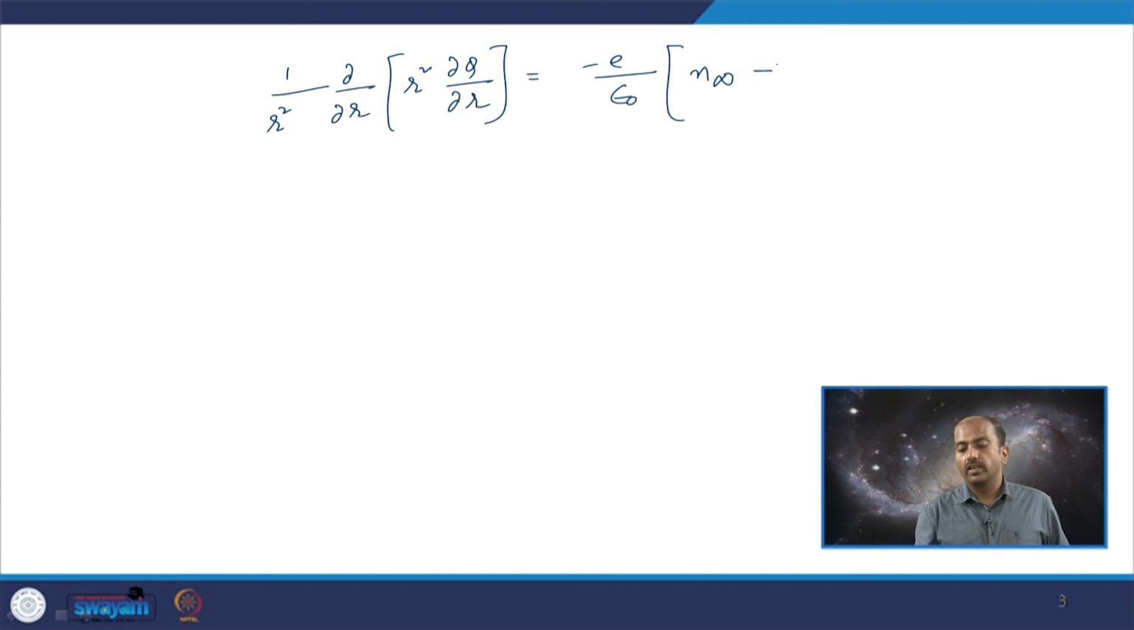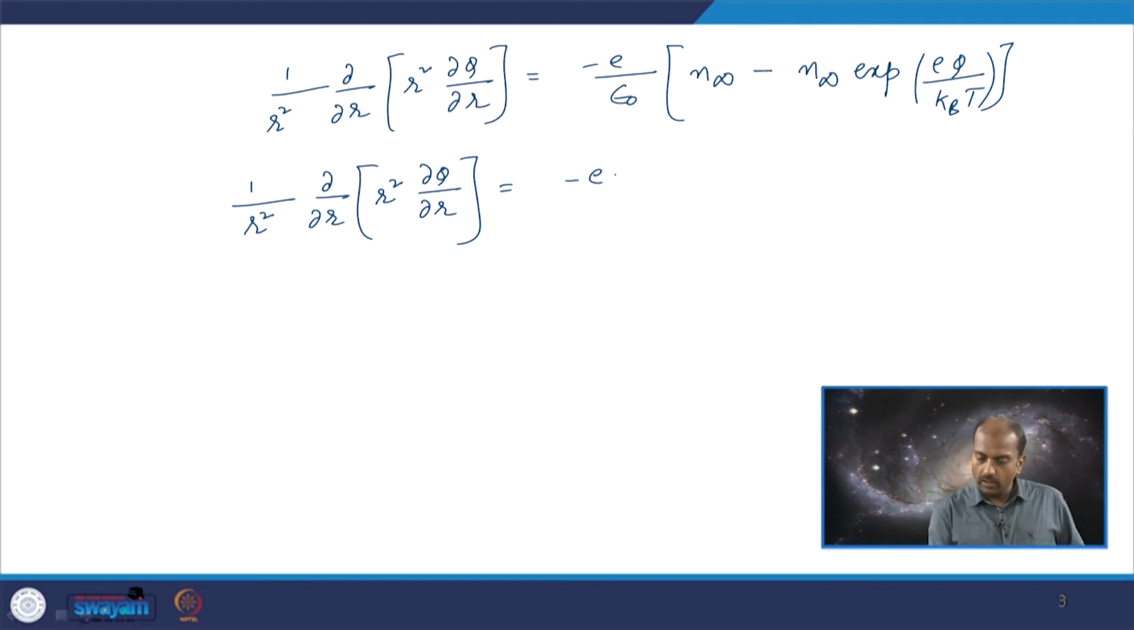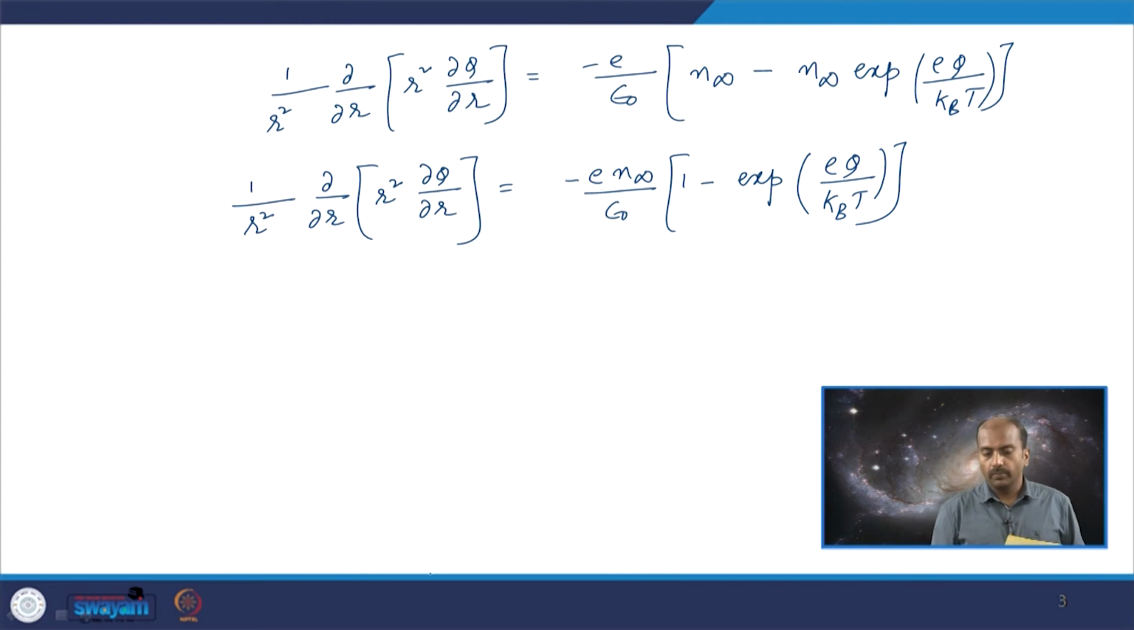times n infinity minus n infinity exponential of E phi by kb t, or 1 by r square dou by dou r of r square dou phi by dou r, which is equals to minus E n infinity by epsilon naught into 1 minus exponential E phi by kb t. So, we are trying to derive a second order differential equation for phi in terms of r.